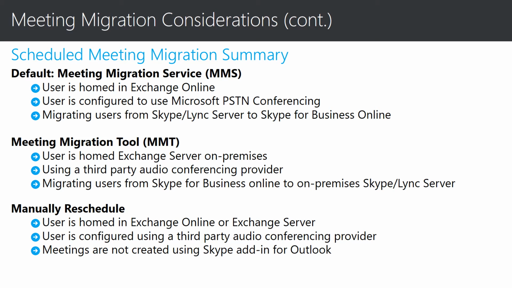As we wrap up the MMS conversation, an important concept to take away is that MMS should be considered as the default choice for meeting migrations. Only fall back to MMT or manual rescheduling when the MMS scenario cannot be met, or there are one or more specific scenarios that will require the use of another option. It may also be perfectly reasonable for the team to leverage more than one choice and use a combination of methods. Running MMT against a user after MMS will not resend updates for those meetings already updated.